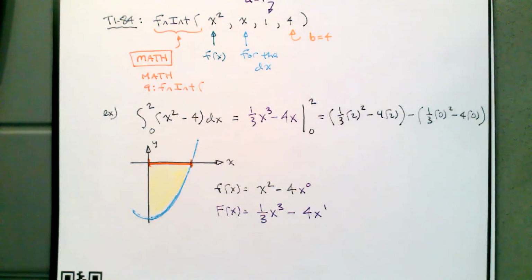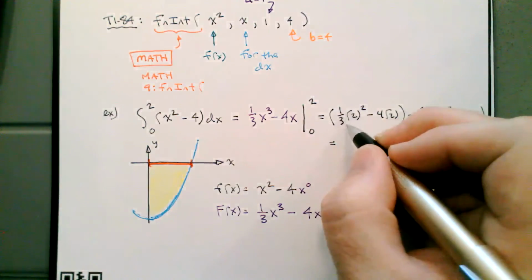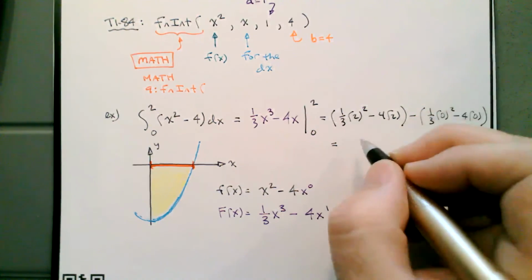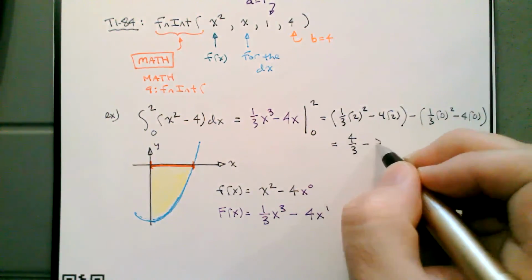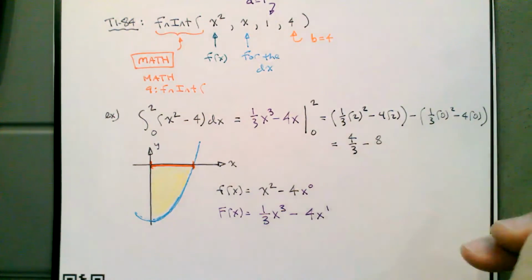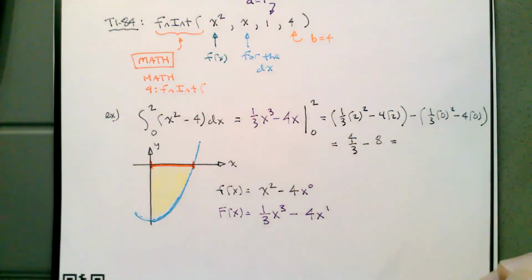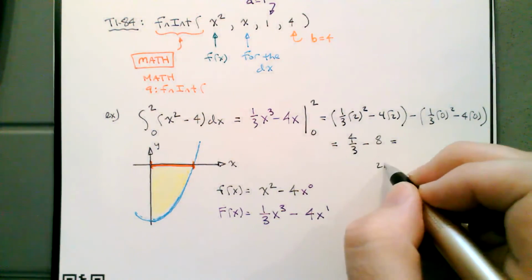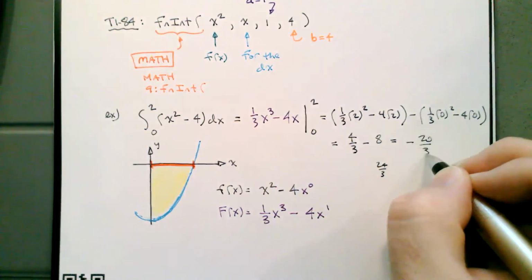So we evaluate the function at the endpoints. We get 1/3 times 2 squared. 2 squared is 4, so we get 4/3 minus 8 minus 0. This is all 0. And 4/3 minus 24/3 is going to be negative 20/3.